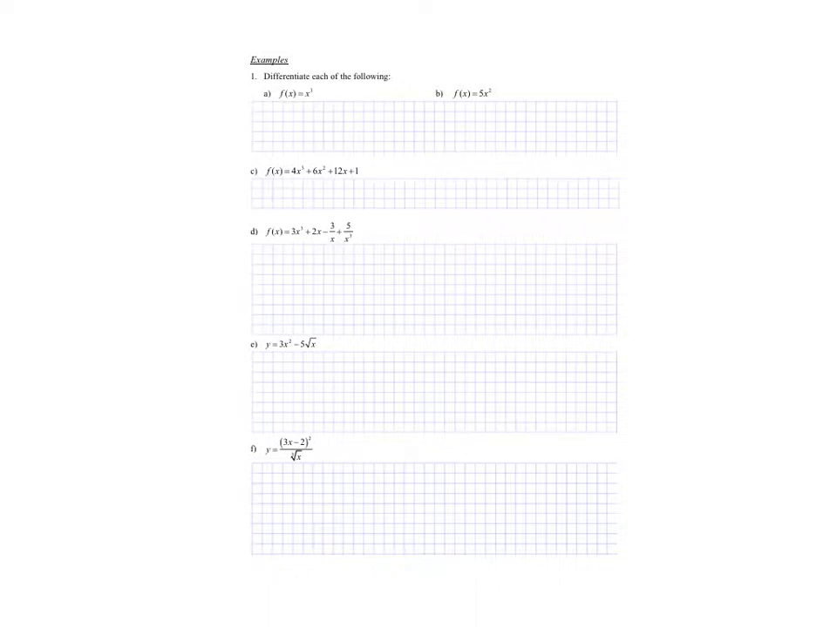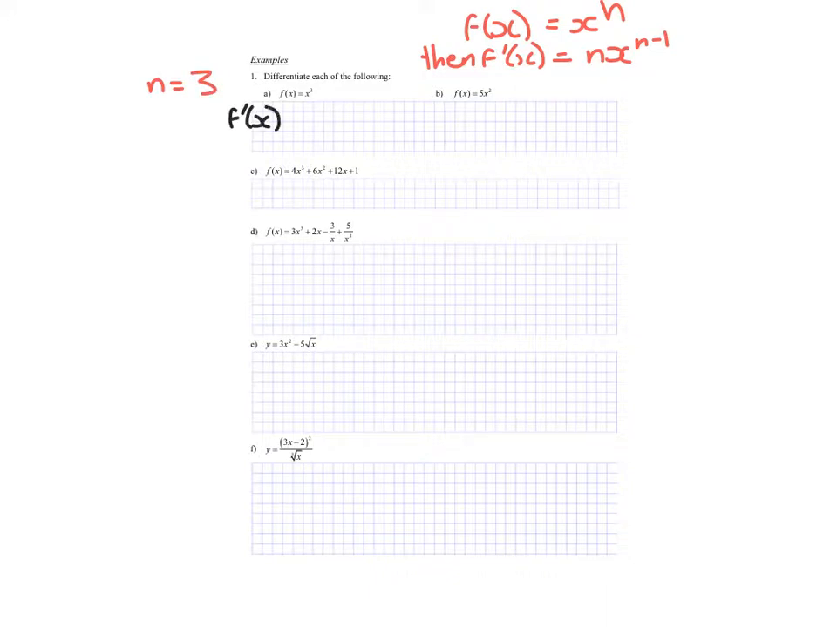All right, some examples. Let's remember our general rule: if f of x equals x to the n, then f dash of x would equal n times x to the n take 1. So if we've got f of x equals x cubed, n is obviously equal to 3, so you wouldn't have to write this, but just for now, n equals 3, so f dash of x is going to equal 3x to the 3 take 1, multiply down, subtract 1, which equals 3x squared.